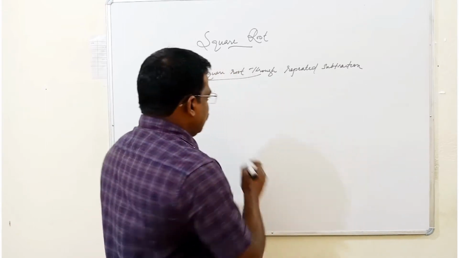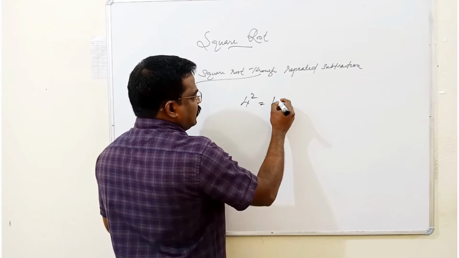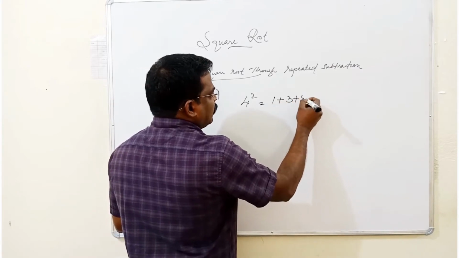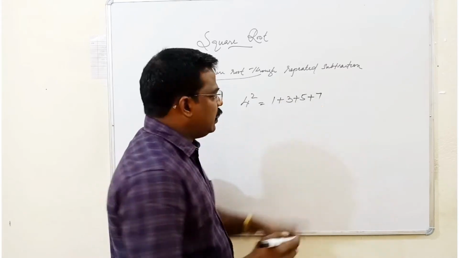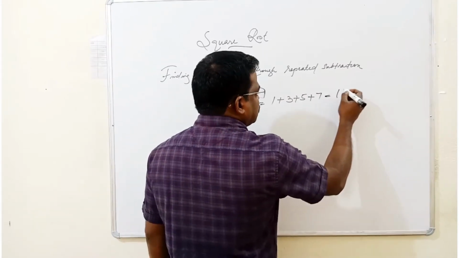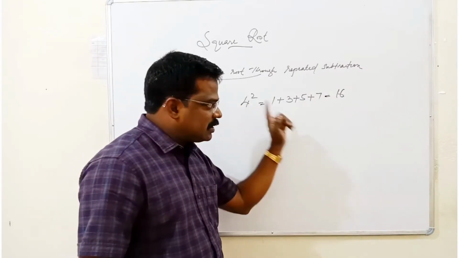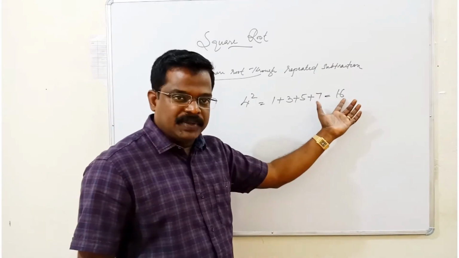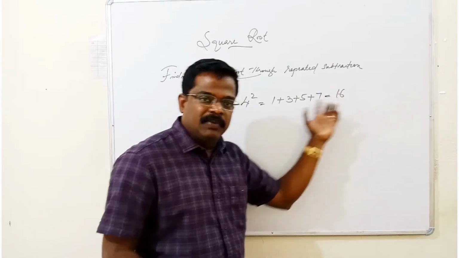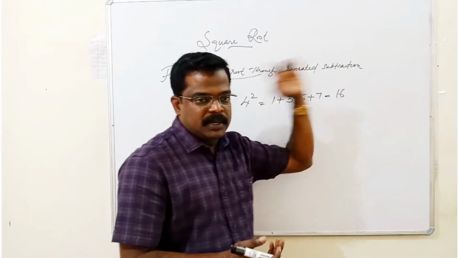So let us see here 4 square. The first odd numbers are 1 plus 3 plus 5 plus 7. These are the first 4 odd numbers and we got the answer 16. So 4 square is what? The sum of the first 4 odd numbers. The same way, if we subtract these odd numbers from 16, we will get 0 after 4 steps, so the square root is 4.